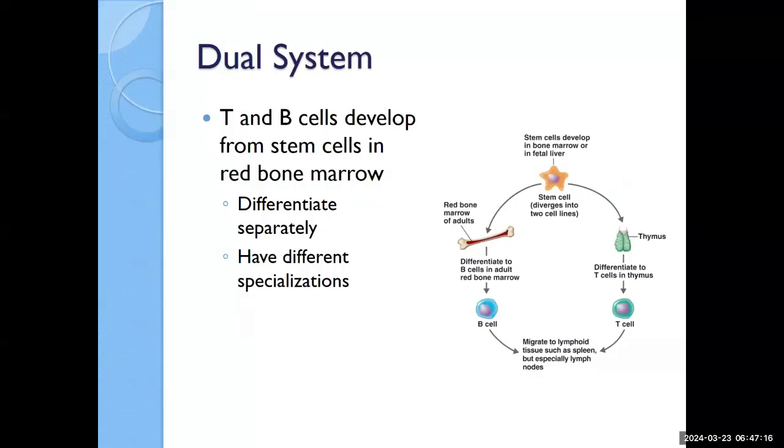It's important to note that the adaptive system is actually a dual system made up of both T cells and B cells. Now, while they all originate in the bone marrow, they differentiate or mature separately in different environments. The B cells stay in the bone marrow and therefore get called B for bone cells, while the T cells mature in the thymus gland, hence the T. And because they evolved and matured in different areas, they have different specializations. So as we move forward, you will be expected to know the difference between the humoral and the cell-mediated responses.